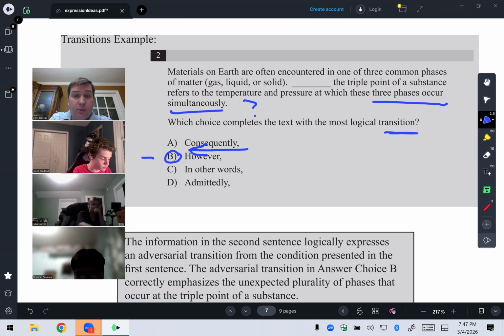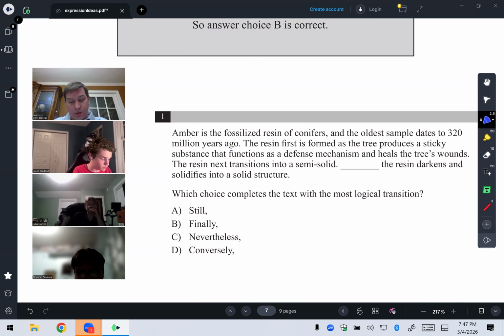All right. I will let you guys try the rest of these. So see if you can spot the correct transition. Try all five of them. We'll take a few minutes. We'll go over these five, and then we'll do some book ones. So give these ones a shot.